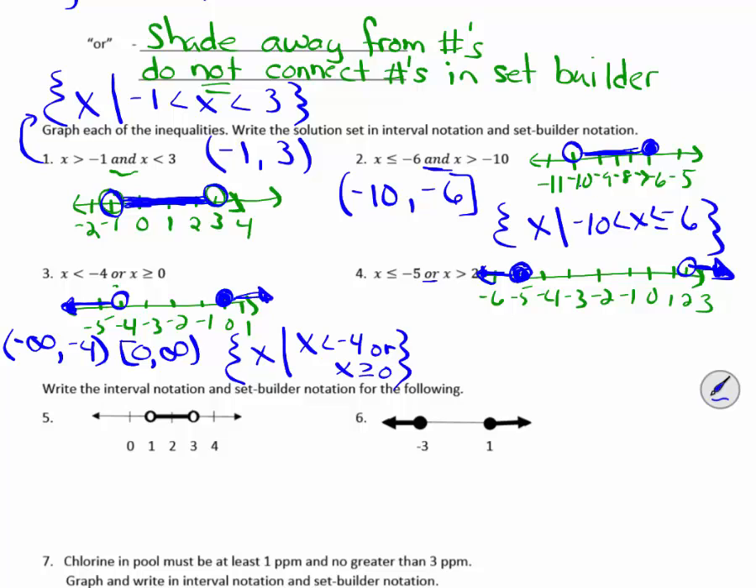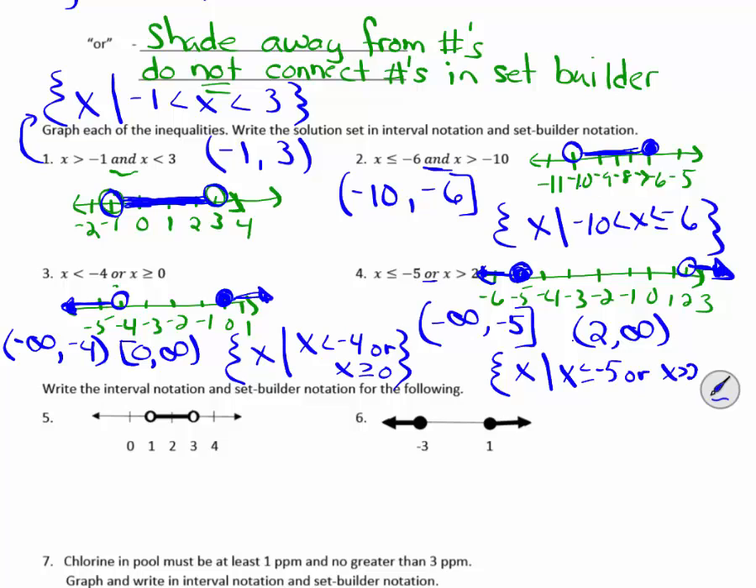So in interval notation, I'm going from -infinity to -5. Soft bracket, hard bracket, because it's colored in. And then I'm going from 2 to positive infinity. Open circle, soft bracket, infinity is always soft bracket. And then in set builder notation, all x such that x is less than or equal to -5 or x is greater than 2.